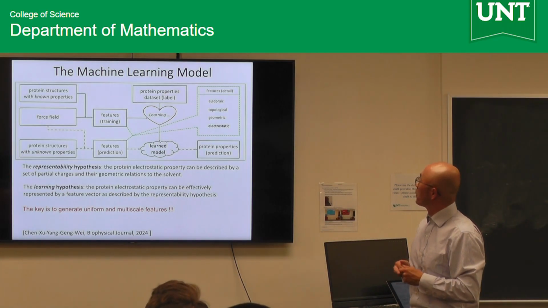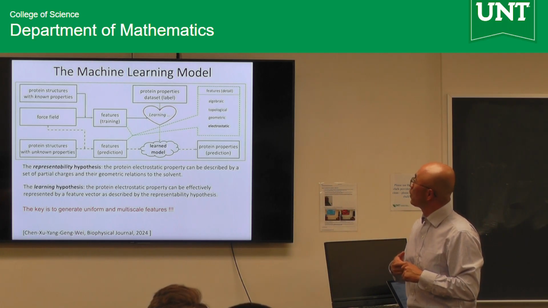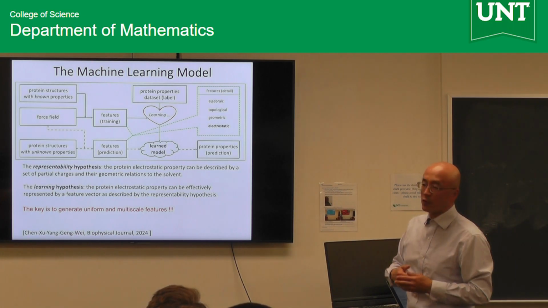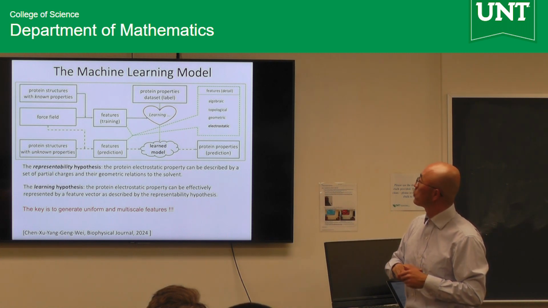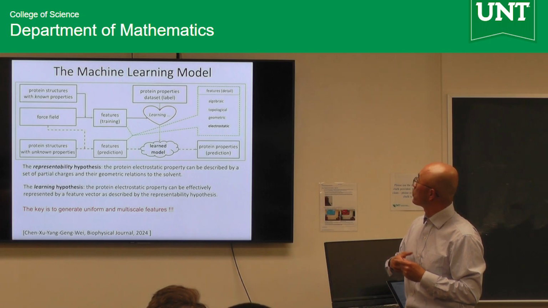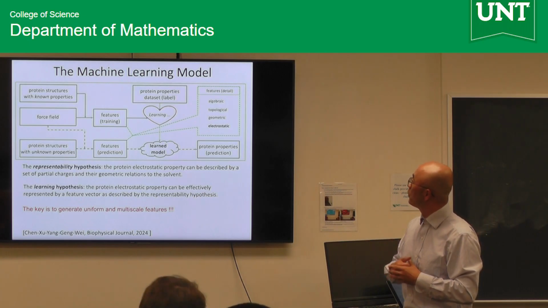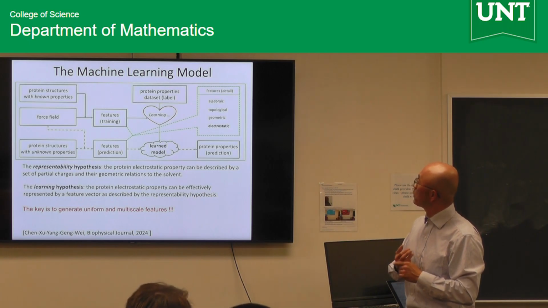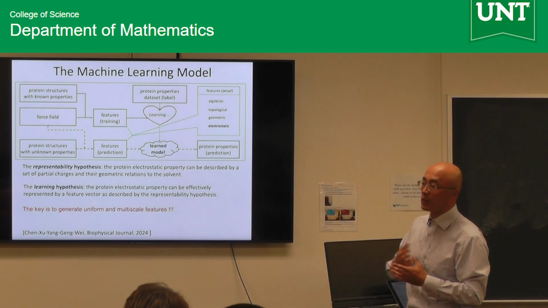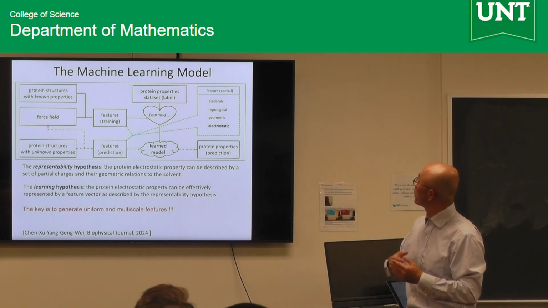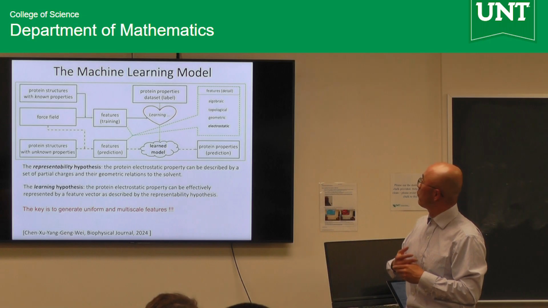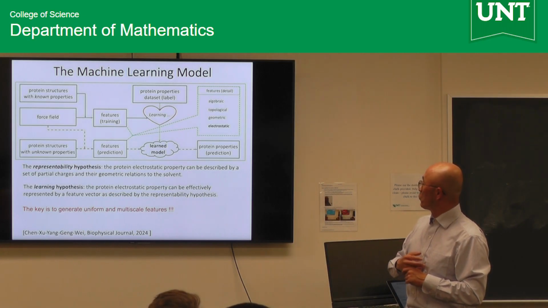So what we have here is we use machine learning. The idea is that from the protein structure, we should try to convert it into features. Then we can use labels, that is, known protein properties, together with the features to train the model. And how do we get these features? We need to think about mathematics, for example algebraic topology, geometry, and electrostatics. We can get different features there to do the machine learning.